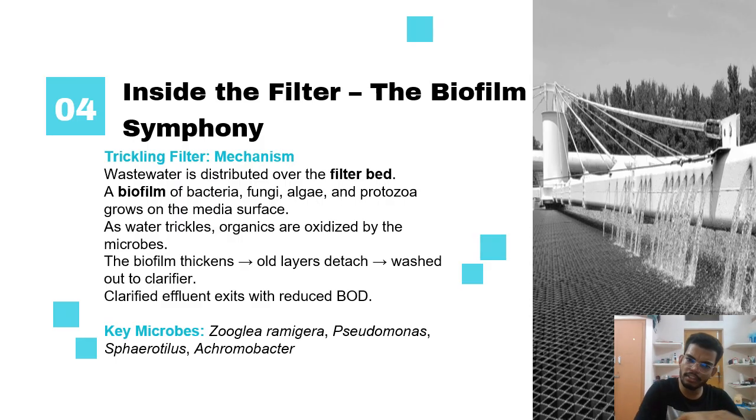Wastewater is distributed over the filter bed. A biofilm of bacteria, fungi, algae, and protozoa grows on the media surface. As water trickles down, organics are oxidized by the microbes. The biofilm thickens, old layers detach and are washed out to the clarifier. Clarified effluent exits with reduced BOD. BOD decreases, which implies a reduction in the organic matter inside the water. The key microbes usually involved in the trickling filter methodology are Zoogloea ramigera, Pseudomonas, Sphaerotilus, and Achromobacter.